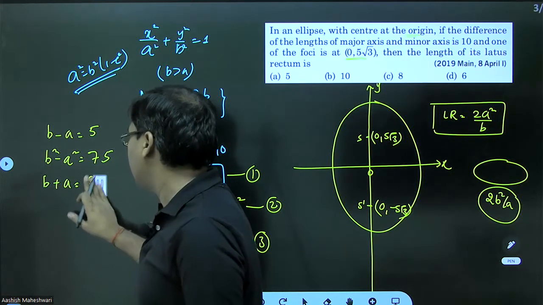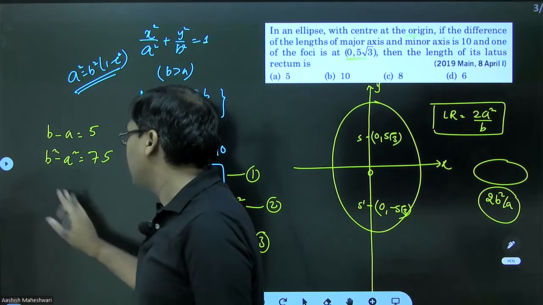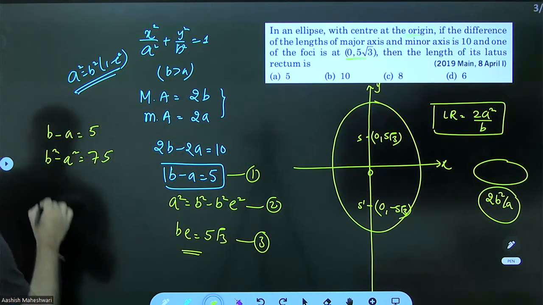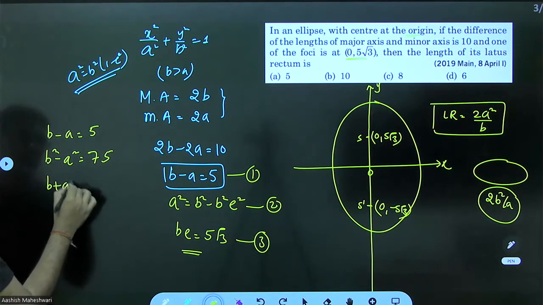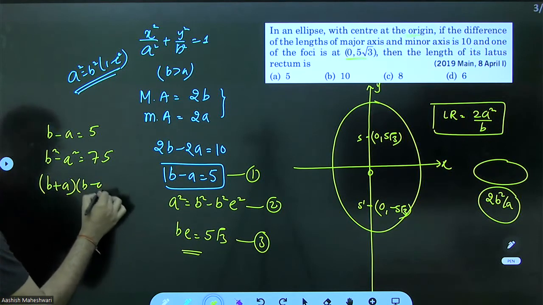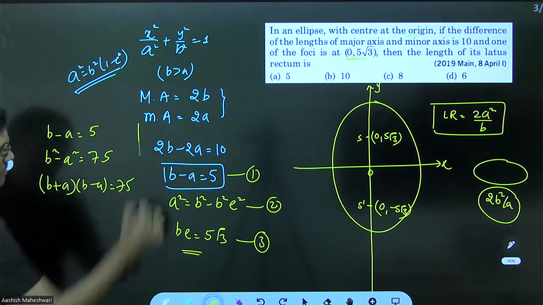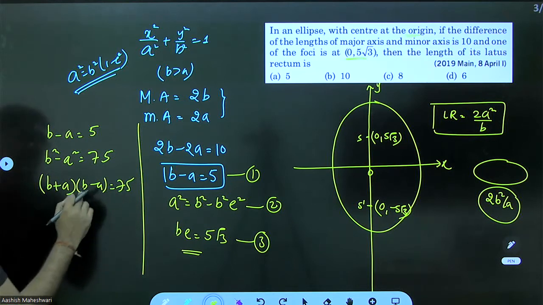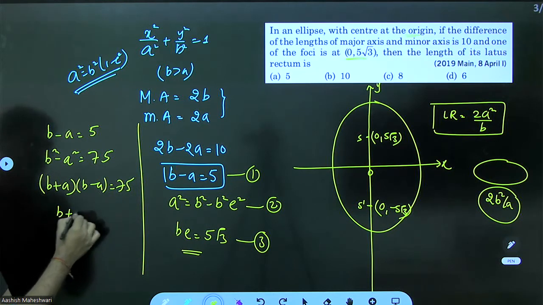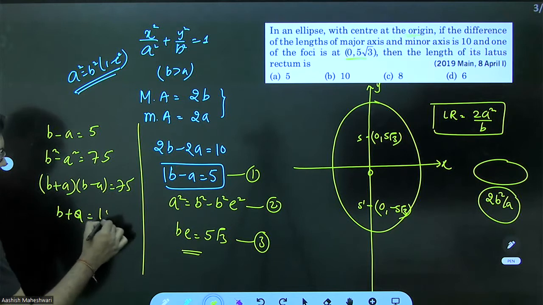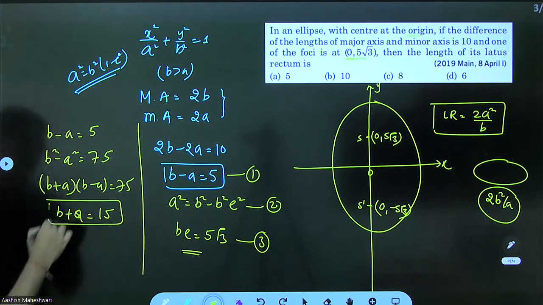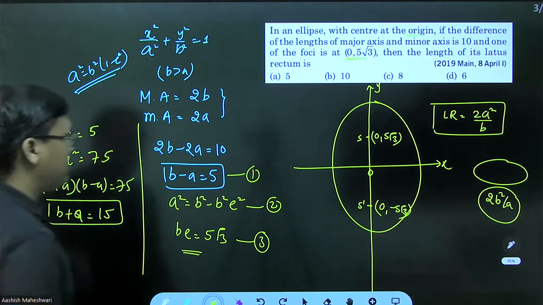Wait, let me correct it. This is (B plus A) into (B minus A) is equal to 75. So what is B minus A? This is 7. So this is B plus A is equal to 50. I hope this is clear. So what is the value of A?